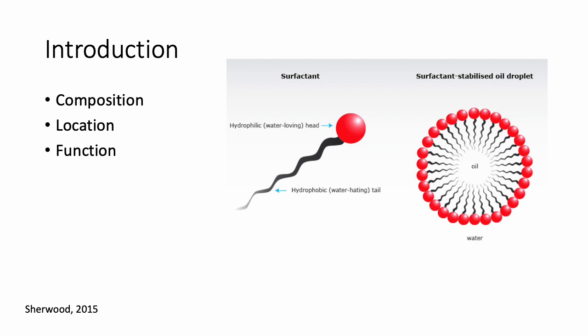Okay, so to start off, we're going to go over the composition, location, and the function of surfactant. As a complex mixture of lipids and proteins, pulmonary surfactant is secreted by type 2 alveolar cells. This complex and highly surface-active material is in the fluid that lines the alveolar surface of the lungs. It is important to note that surfactant is extremely helpful when it comes to lowering alveolar surface tension.